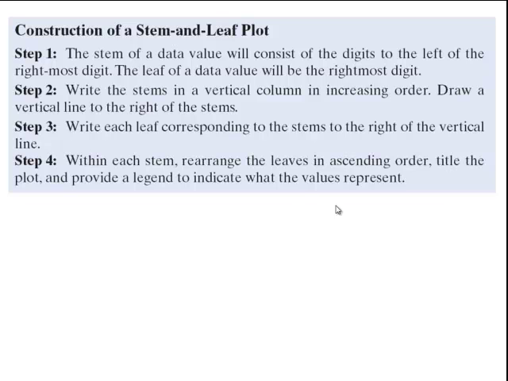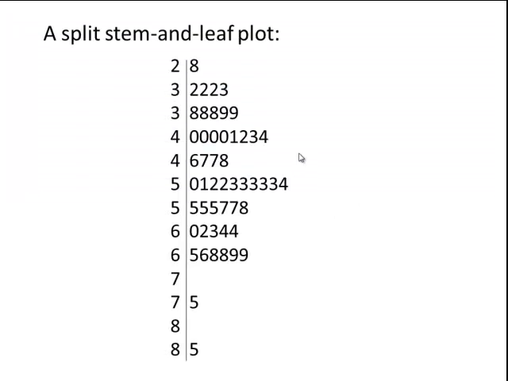Here are the directions on how to do a stem and leaf by hand, but we're going to let Minitab and StatCrunch compute it for us. Now there's something called a split stem and leaf, and basically that's just where the stems are split in half. So for example, this corresponds to 2.5 up to 2.9. This group here would be 3.0 to 3.4. This would be 3.5 to 3.9, and so on and so forth.